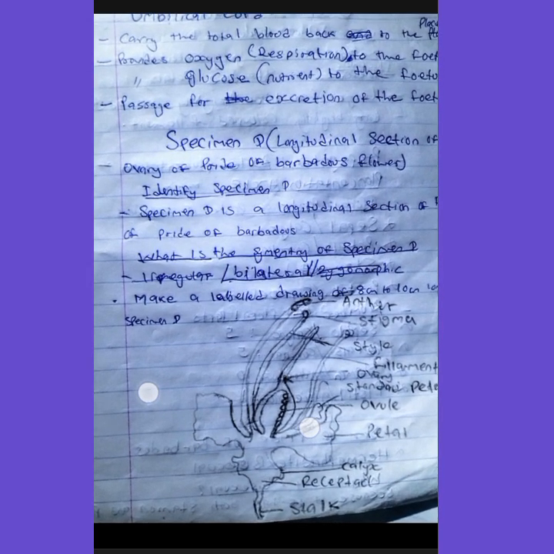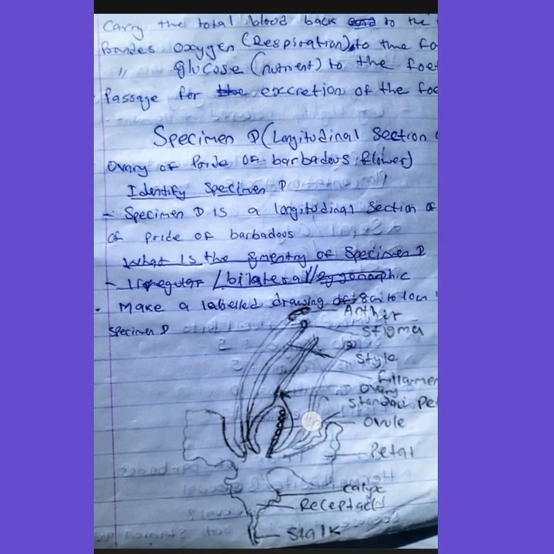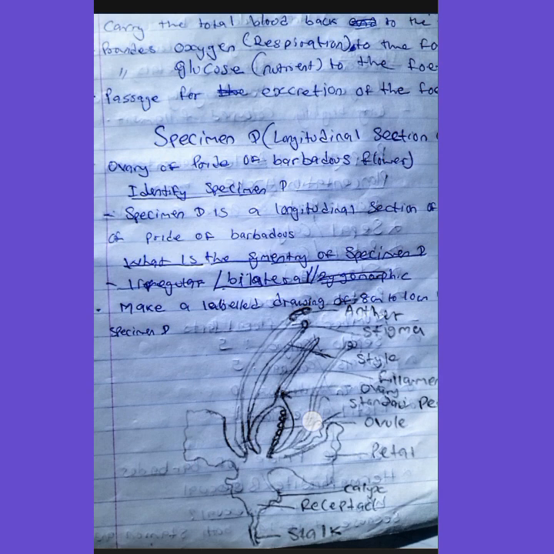Let's move to specimen D. That is the longitudinal section of the ovary of the Pride of Barbados. Identification: you all know specimen D. It was a longitudinal section of the ovary of what? Pride of Barbados. The symmetry is bilateral.